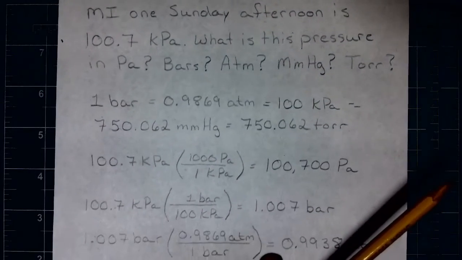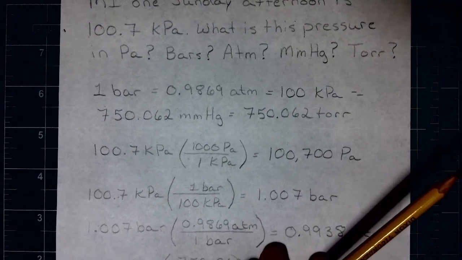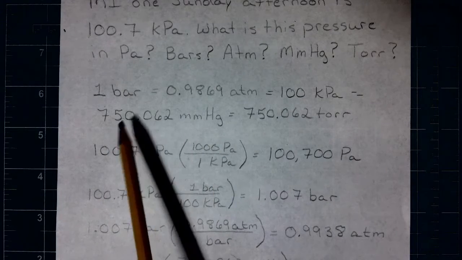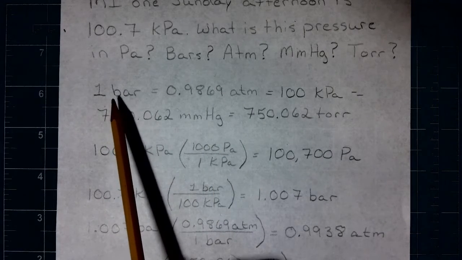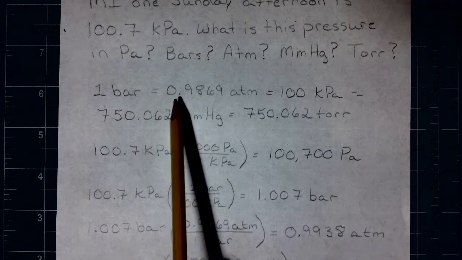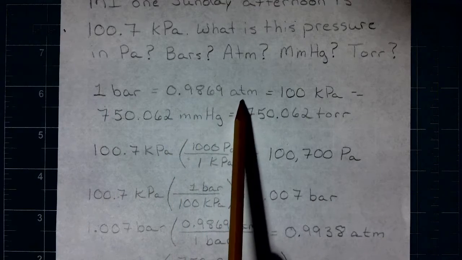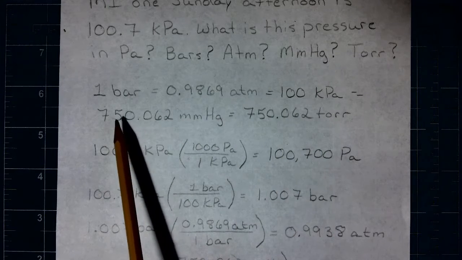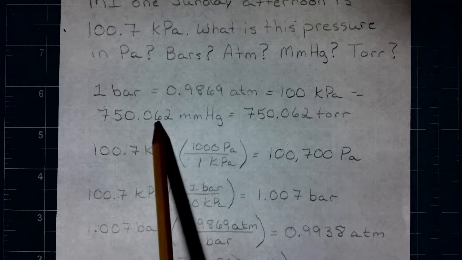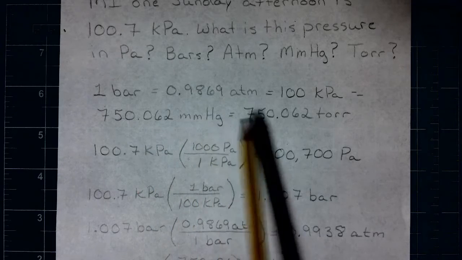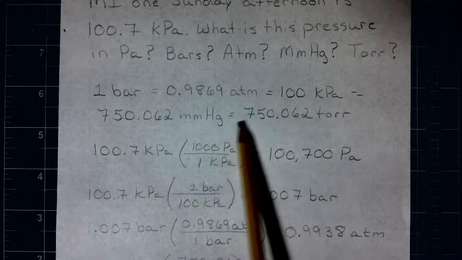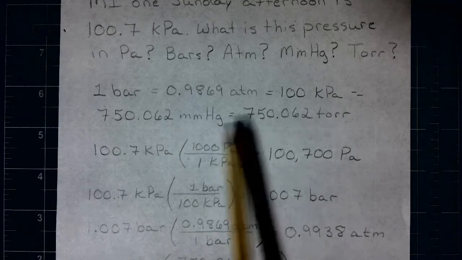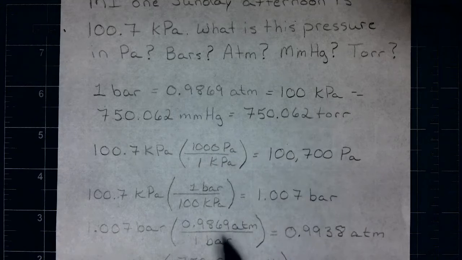The first thing we need to do whenever we're doing our conversions is come up with a bunch of facts. You could string a lot of different ones together here, but the ones we're going to use right now are that 1 bar is equal to 0.9869 atmospheres, which is 100 kilopascals, which is 750.062 millimeters of mercury, and it's the exact same amount in torr because millimeters of mercury and torr are the same unit, just different names given to them.